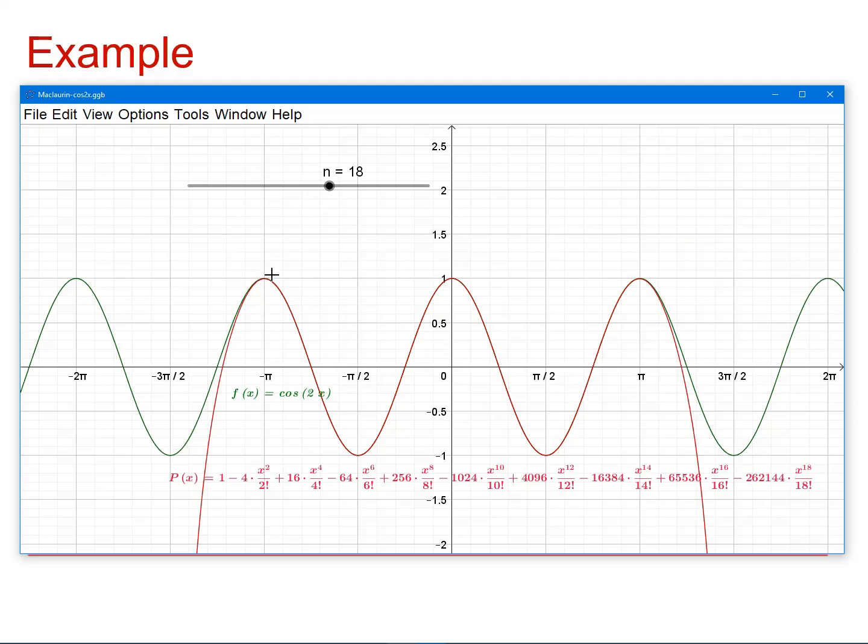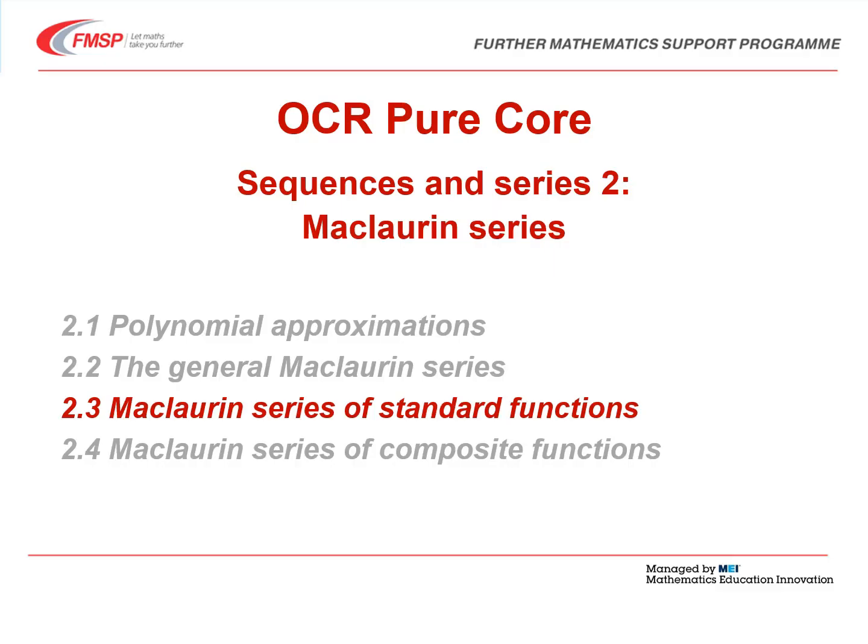And what I've got here is a quite reasonable approximation, as I said before, for cos 2x between minus pi and pi. And if we were using some kind of calculator or computer program to evaluate this, we'd have a pretty good way of evaluating cos 2x just by using a polynomial of degree 18. And calculating that is relatively straightforward. The next video in this sequence is 2.3, Maclaurin series of standard functions.